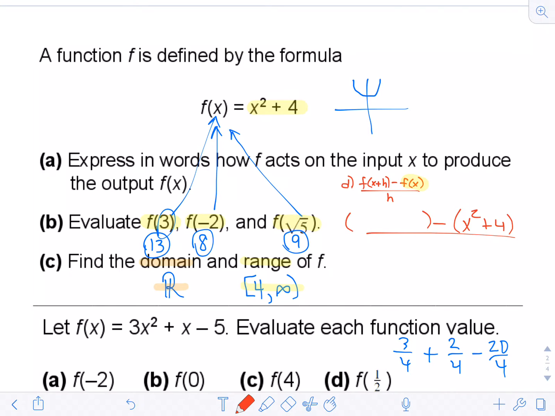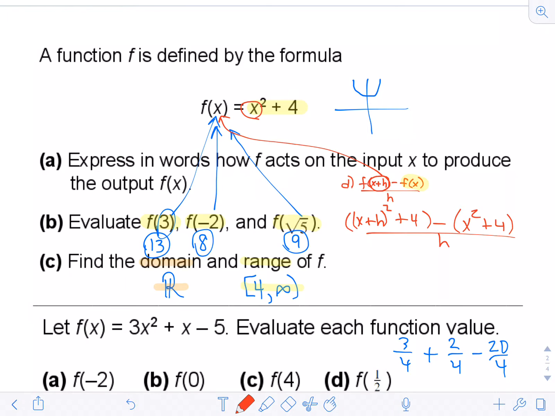Well, the next piece is f of x plus h. So basically what I want to do is take this x plus h and plug it in for x. So I'm plugging it in for this x. So you have x plus h quantity squared plus 4. Right, so that's it, and now you just have to simplify it.